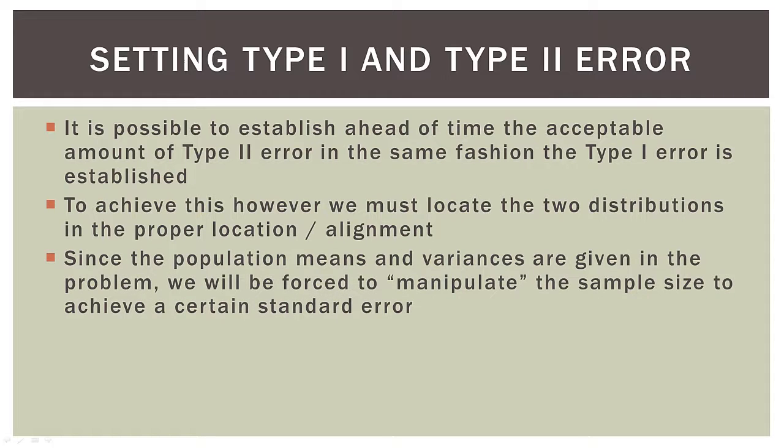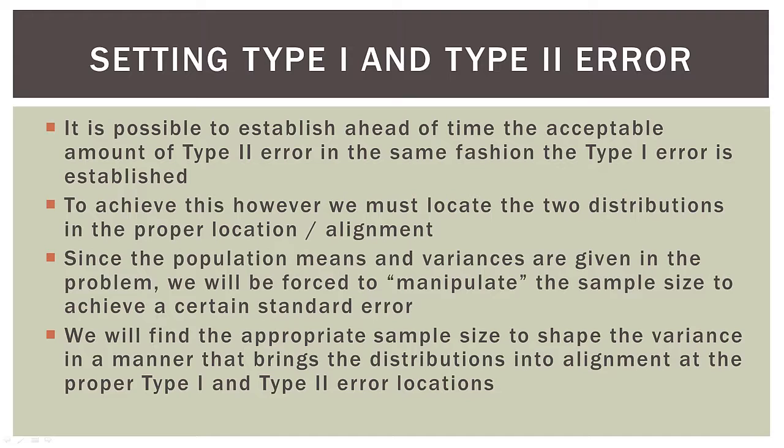Now, since the population means and variances are given in the problem, we will be forced to manipulate, and I use that word in quotes, the sample size to achieve a certain standard error. By manipulating the sample size, we can get a certain standard error that will force everything to align where we need it to. So we will find the appropriate sample size to shape the variance in a manner that brings the distributions into alignment at the proper type 1 and type 2 error locations. And again, you will see how all this works coming up.